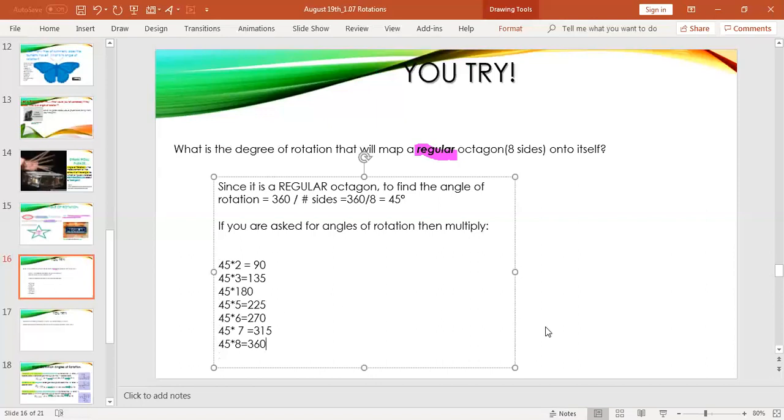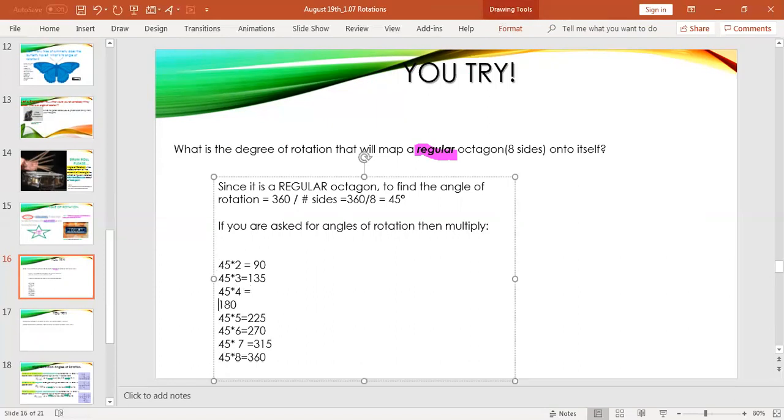Those are all your angles of rotation. If I ask for an angle, it's just 360 divided by the number of congruent sides. If I ask for angles of rotation, you'll have to take that answer and multiply it by 2, 3, 4, until you reach 360.